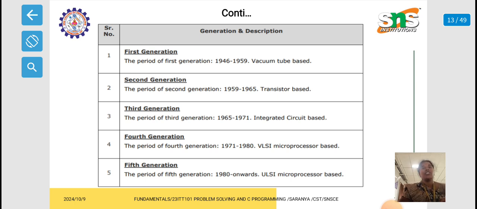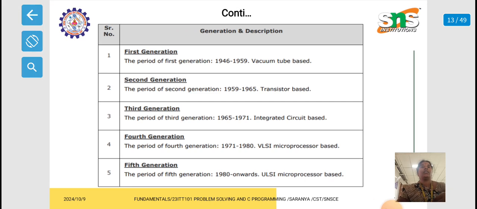Then the third generation is 1965 to 1971. It is integrated circuit based. Then the fourth generation is 1971 to 1980. It is VLSI microprocessor based. Then the fifth generation is 1980s onwards. It is ULSI microprocessor based.